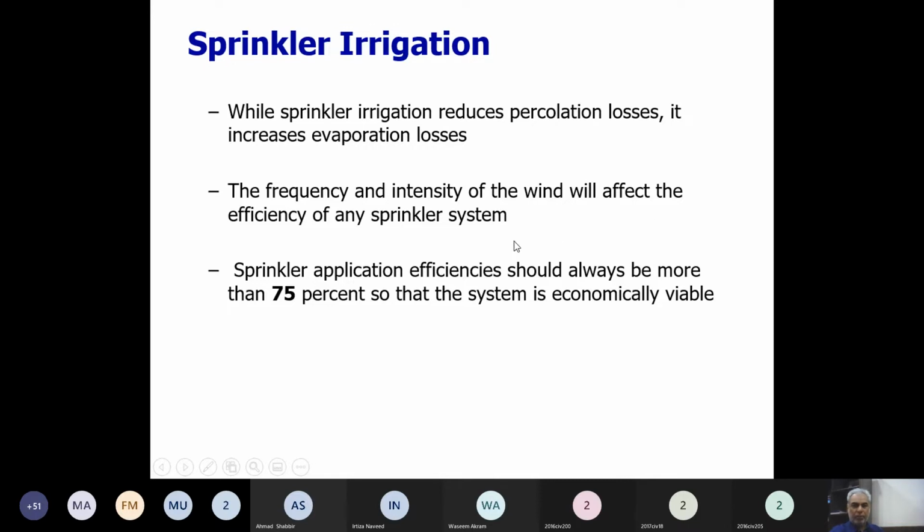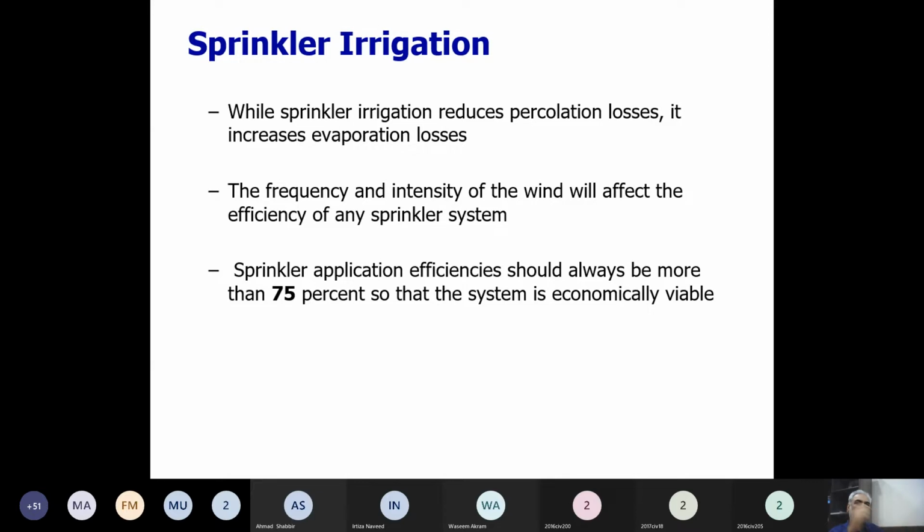Frequency and intensity of the wind will affect it. Another problem with this sprinkler irrigation system is that in an area with high wind speed, even distribution of the water becomes difficult. For example, if wind is blowing from east to west, that will take more water towards the western area and less water will be applied to the eastern area. So that needs to be kept in mind in a high windy area.